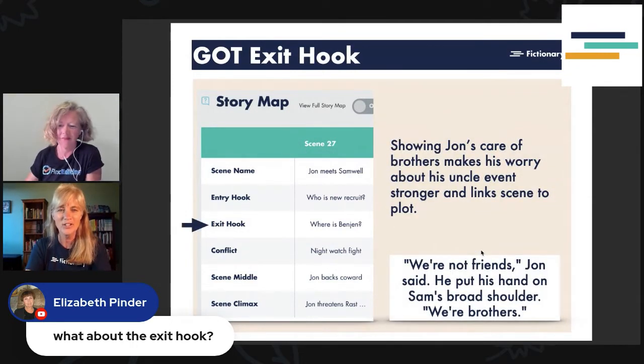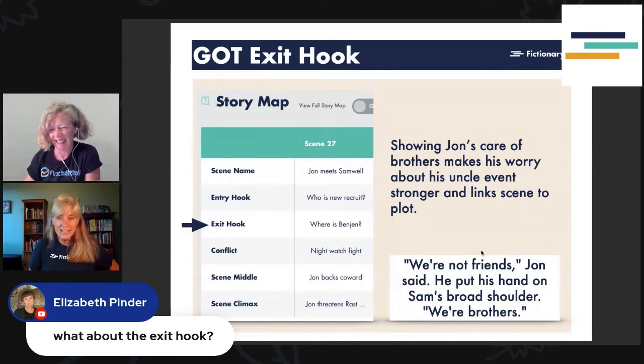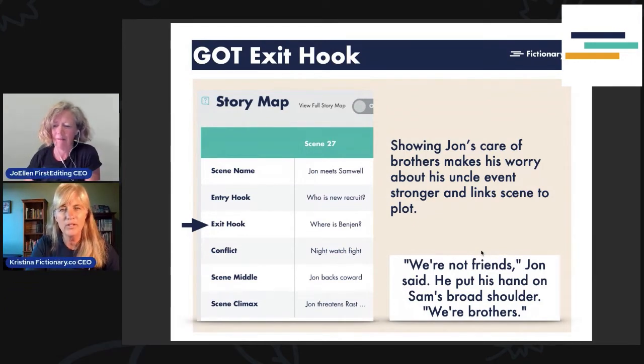Here's the exit hook. That's the last part of it. Yes, important. Thank you for asking that. The exit hook, of course, is the opposite of the entry hook. The entry hook engages the reader to start reading the scene, and the exit hook is what excites them about reading the next scene.